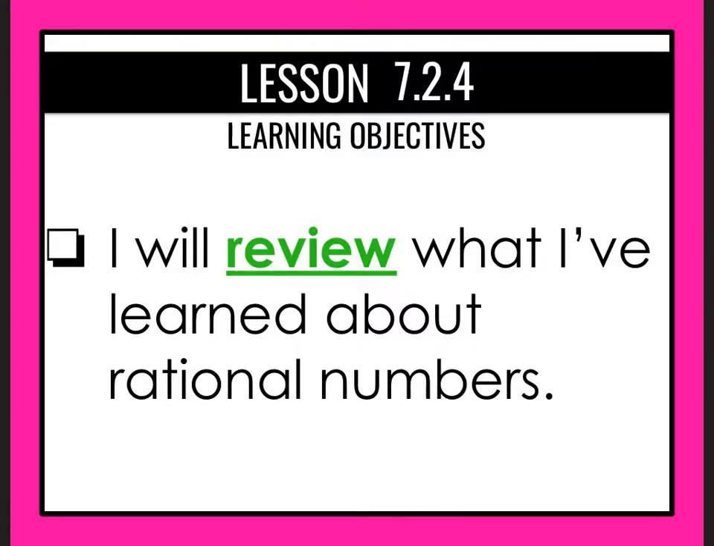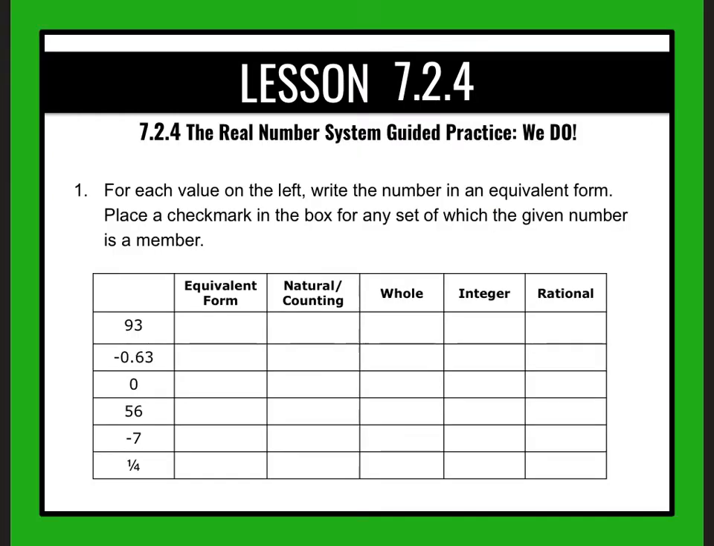Okay. The learning objective for today is that we are going to review what I've learned about rational numbers. So let's go ahead and look at this first set. For each value on the left, you're going to write that number in an equivalent form. So you're going to write that in another way. Then you're going to place a check mark in the box for any set of which the given number is a member. So before I get started, if I have my Venn diagram that shows me the relationship of numbers, it might be a good idea that you write that now. Or draw it, just so that you have it with you.